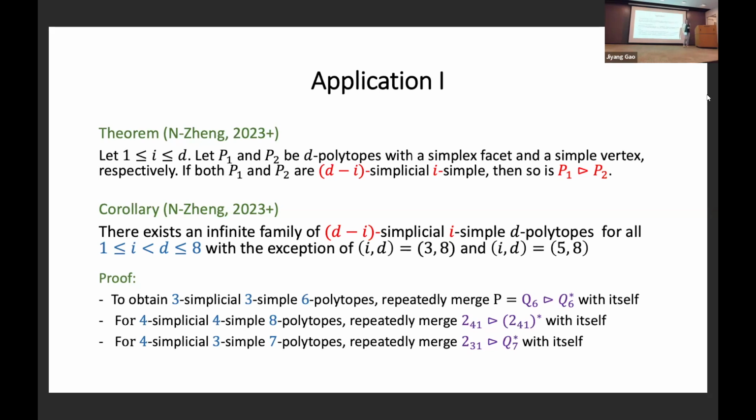The first one has a simplex facet, the second one has a simple vertex, and so we merge them. The resulting polytope is again four simplicial, three simple. The beauty of this polytope is that it has both a simplex facet and a simple vertex. And so now we can use that new polytope and merge it with itself many times to create infinite families.